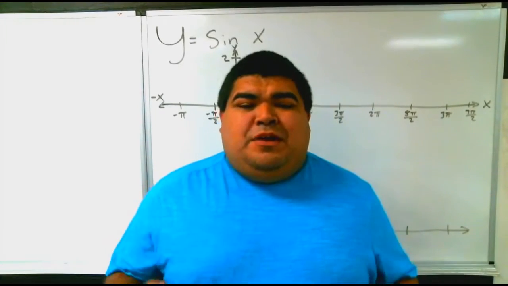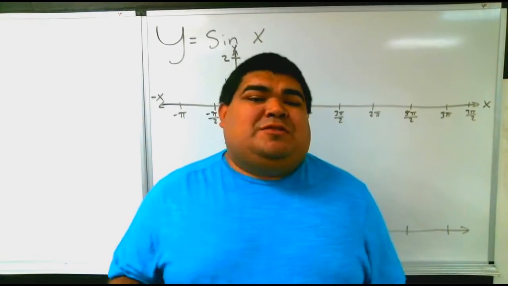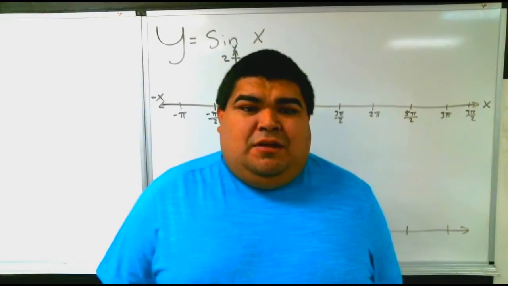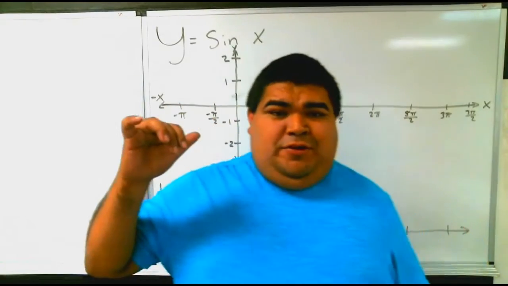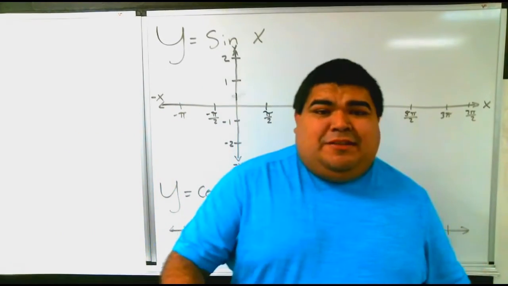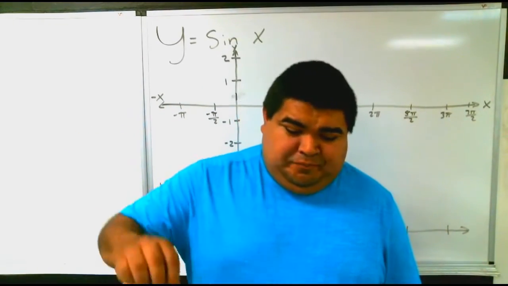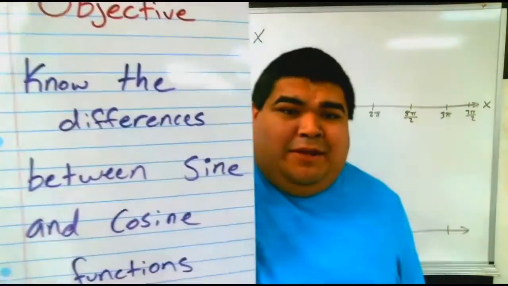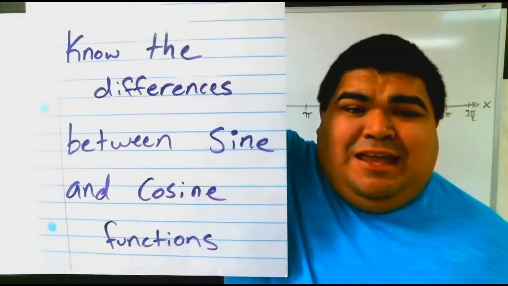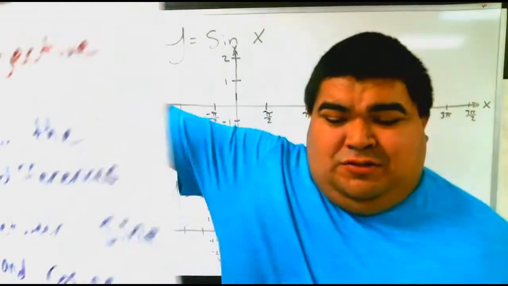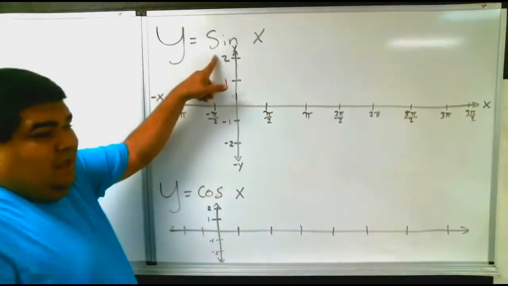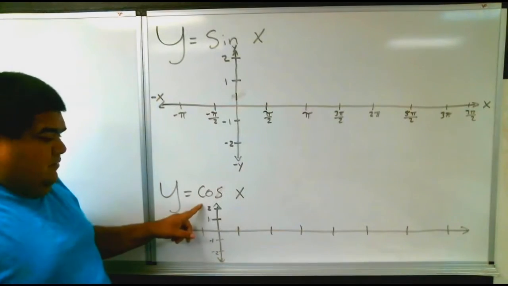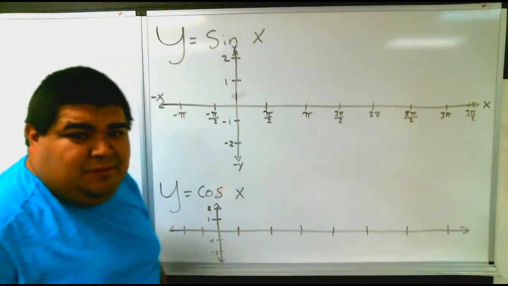Today we're gonna be working on sine and cosine functions. All right, just make sure that you write what I have on the board. Our objective for today is to know the difference between a sine and a cosine function. Okay, I have both on the board. I have a sine and a cosine. Make sure you write them down. I'm gonna step out of the screen here.